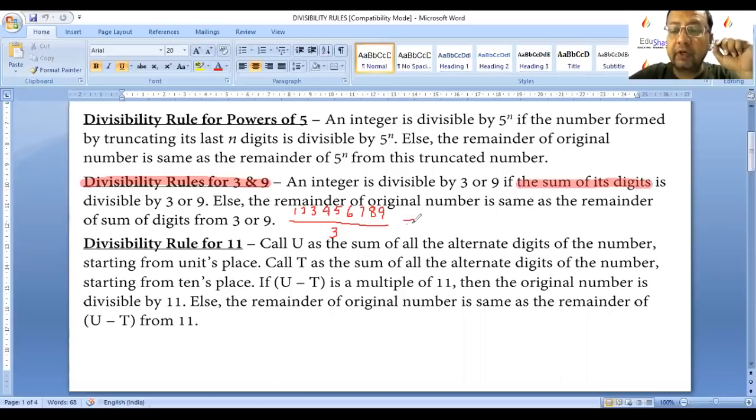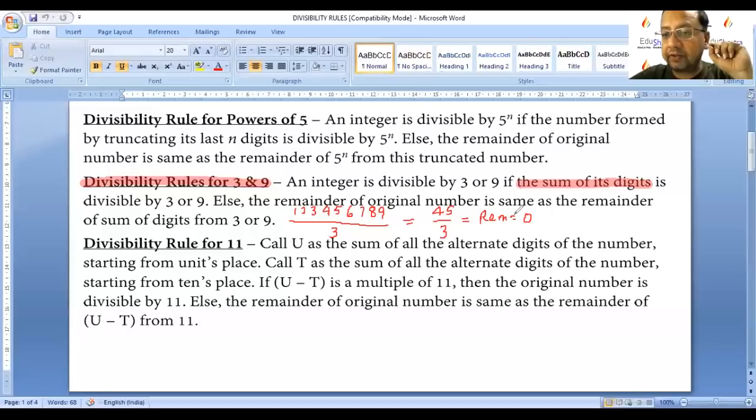So what is the rule? First of all, we add all the digits of this number. That is, we have to get the sum from 1 to 9. So what is the sum from 1 to 9? This is 45. So 45 divided by 3, right? When you check the remainder, it comes out to be 0, right? So I can say this number will be perfectly divisible by 3.